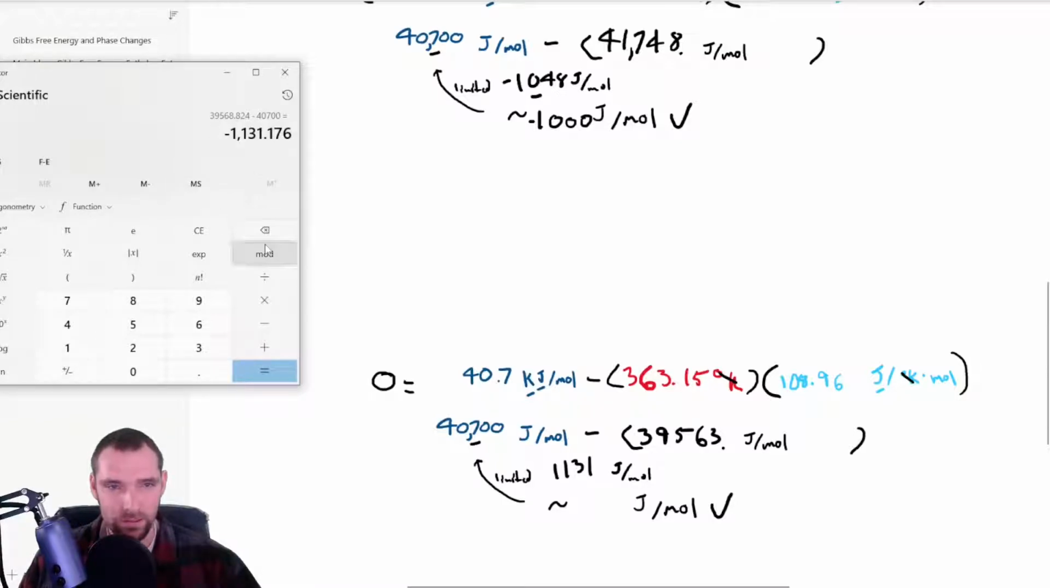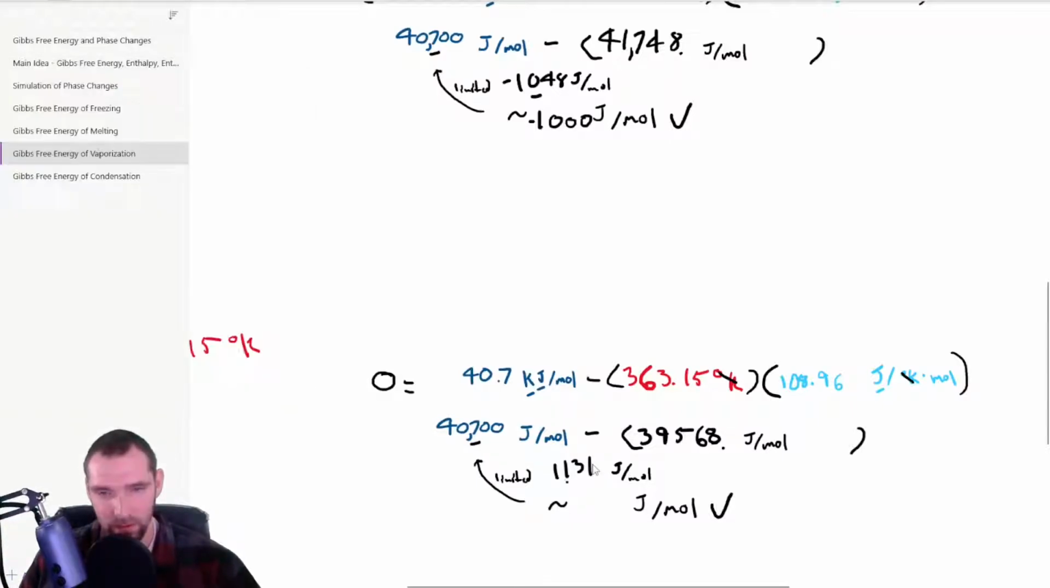And I mean, you could have just done the numbers a little bit differently, right? You could have done the 40700 minus the 9563 should give you the same number. Wait, what? Something weird happened there. Let me just double check that. There's a small calculator error. I just plugged in the wrong number. So we're rounding to the hundreds place here, right? That didn't really affect things. So we end up having the 1,100 joules per mole.